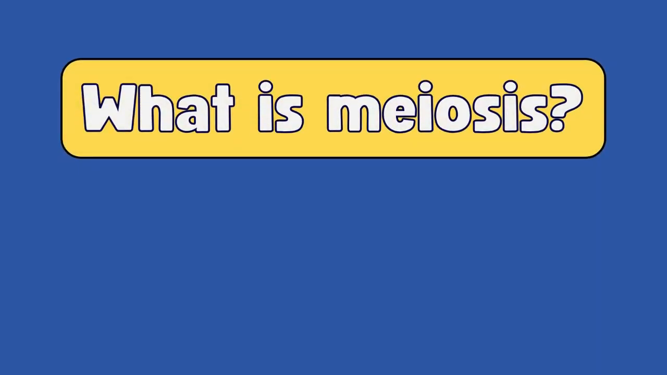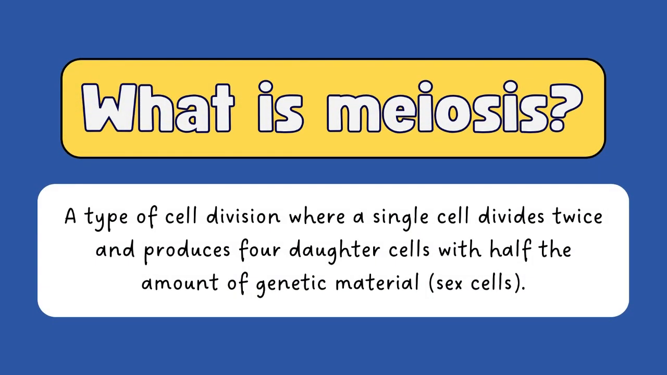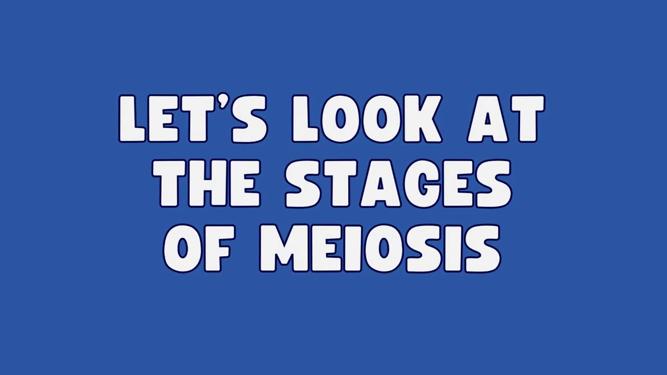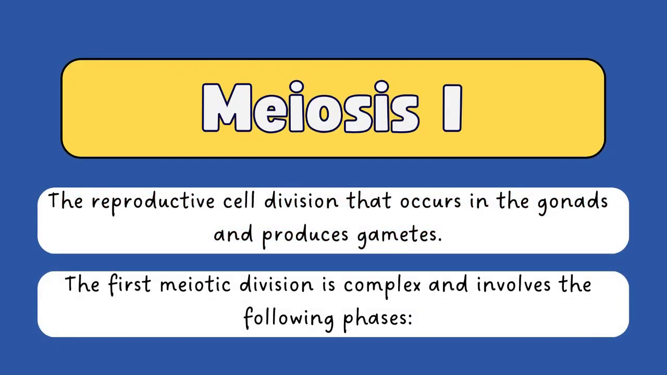So, what now is meiosis? Meiosis is a type of cell division where a single cell divides twice and produces four daughter cells with half the amount of genetic materials. Now, let's look at the stages of meiosis. Meiosis is the reproductive cell division that occurs in the gonads and produces gametes. The first meiotic division is complex and involves the following phases.